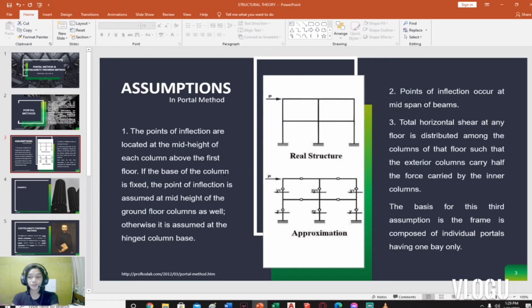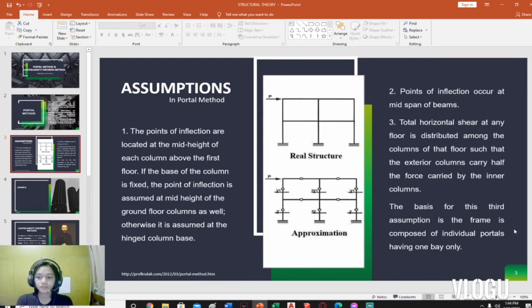So the second assumption is points of inflection occur at midspan of beams, and the last is total horizontal shear at any floor is distributed among the columns of that floor, such that the exterior columns carry half the force carried by the inner columns. So the base for this third assumption is the frame is composed of individual portals having one bay only. So this is an example of real structure, and this is how you do an approximation in portal method.